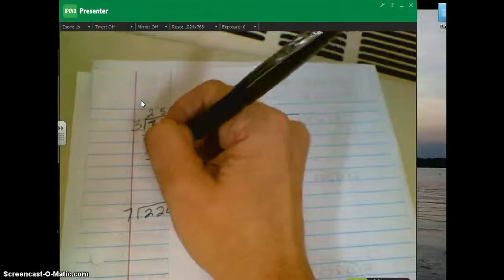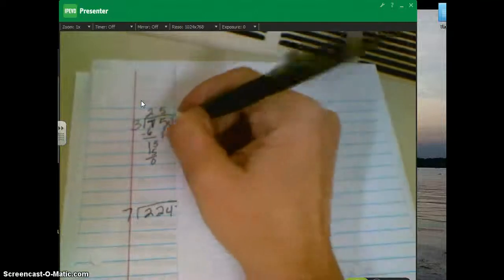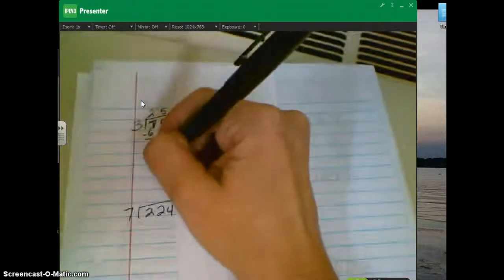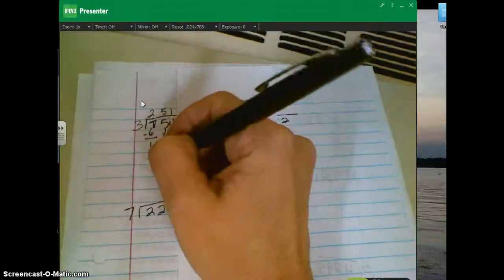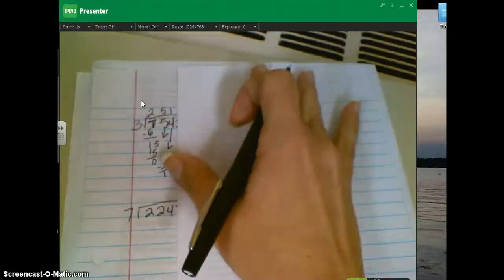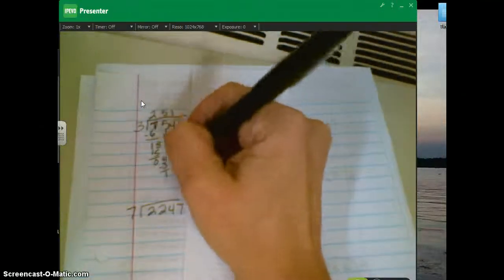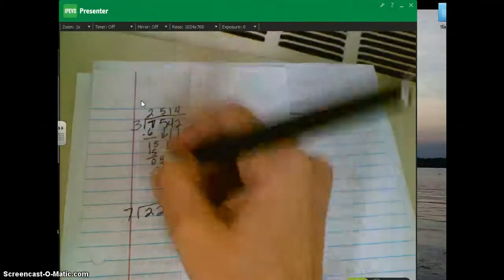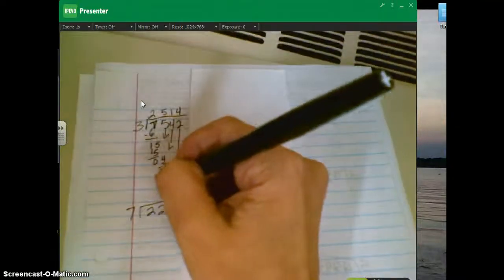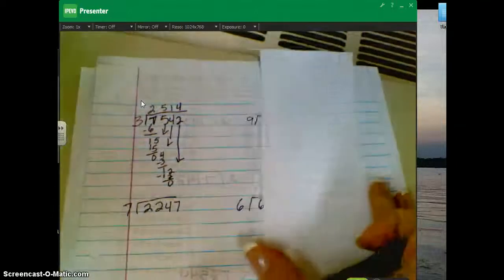Subtract, you get 0, but you still have another digit to bring down. So this time we've got a 4 here. How many 3's will go into that 4? We've got 1. Subtract, you've got 1 left. Bring down your last digit, and you've got 12. 3 will go into 12 4 times, and you can subtract, but we know it's already going to be 0, so sometimes kids will skip that step.